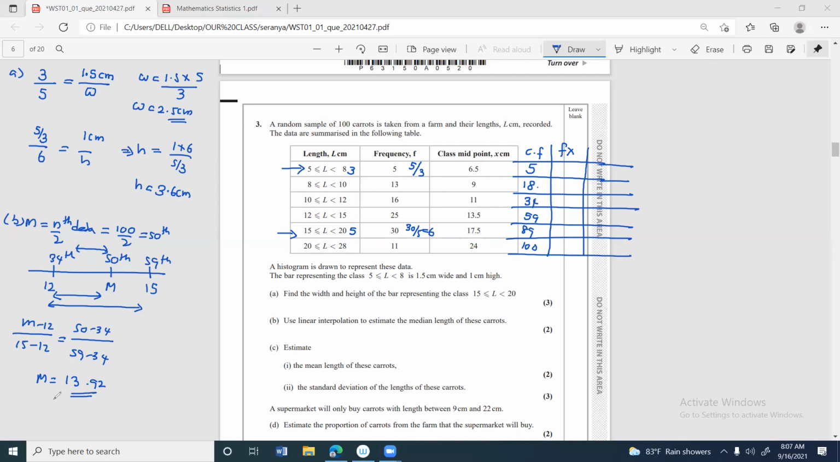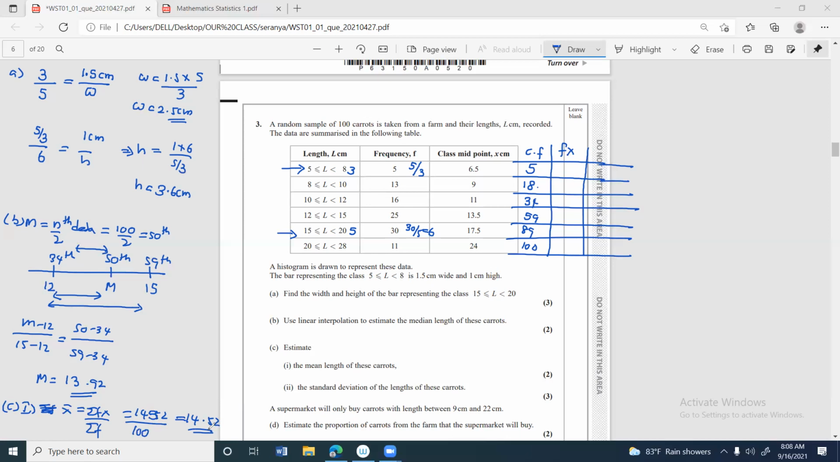So simply you can get the mean value. Mean, x bar, is the summation of fx divided by the summation of f. The summation of fx is 1452, divided by the summation of f, the number of observations, 100. So the final answer is 14.52, which would be the mean answer for this question. That's how you need to get this answer.